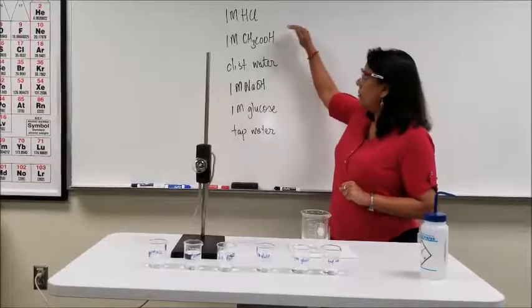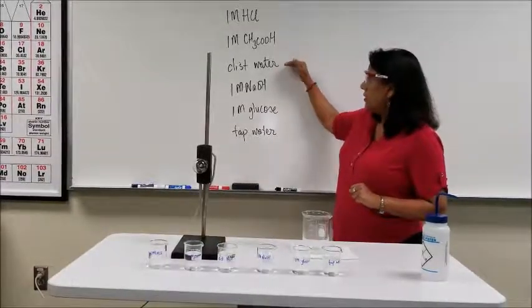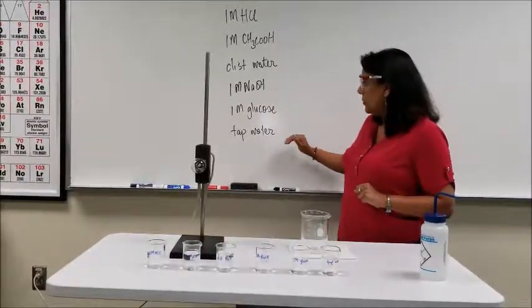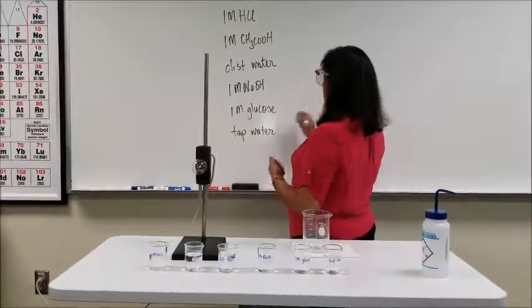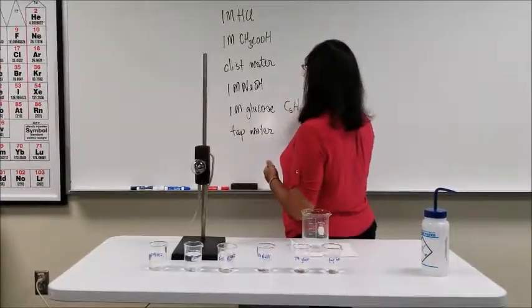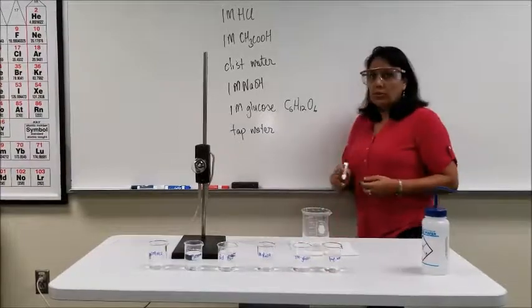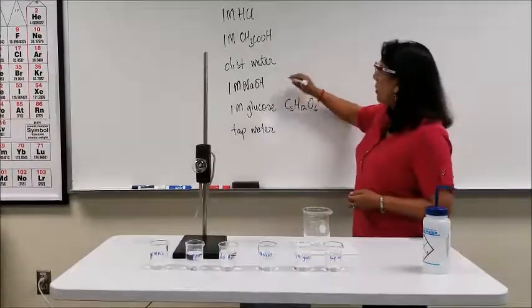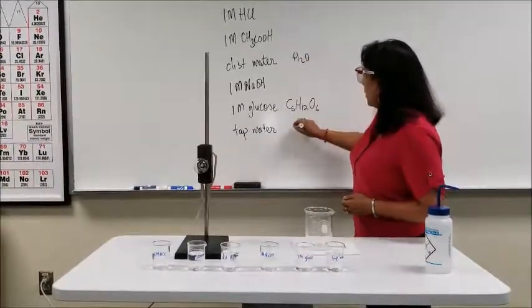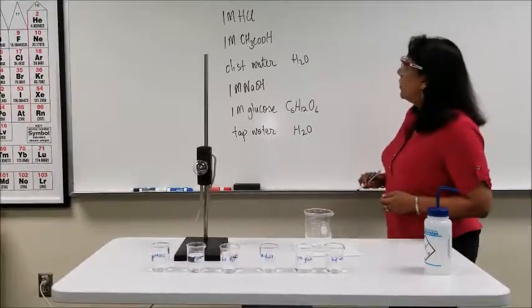Okay, so HCl, acetic acid, water, sodium hydroxide, glucose, and water. And glucose, by the way, is C6H12O6. Okay, that's the formula for that, and you know water is H2O. So both of these are H2O.